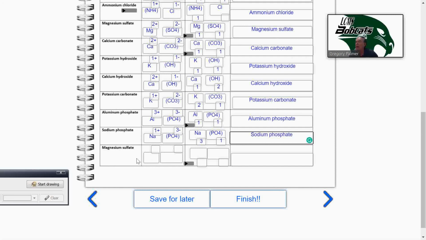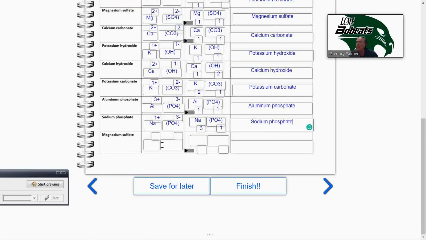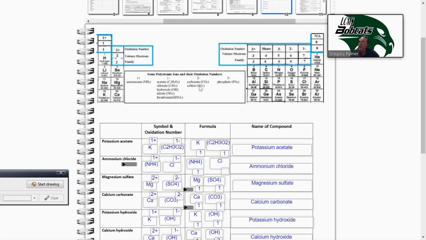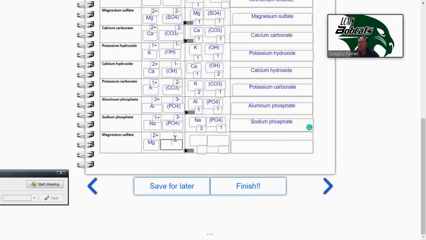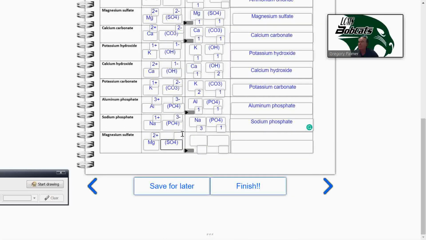Now the last one is magnesium sulfate, and I see that magnesium is here in family 2, and it has an oxidation number 2 plus. And I'm going to look, and sulfate is SO4, and its oxidation number is 2 minus.